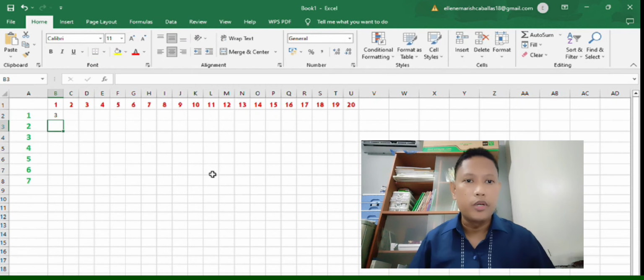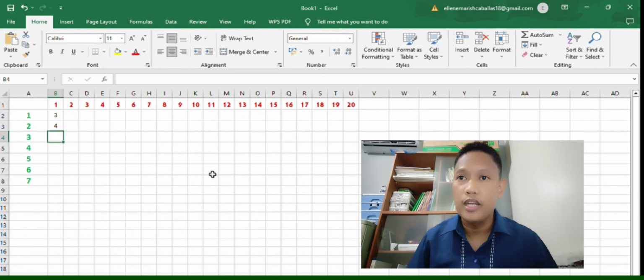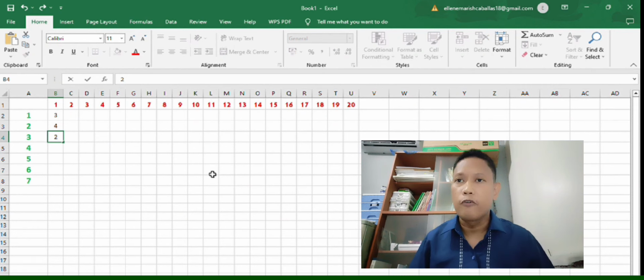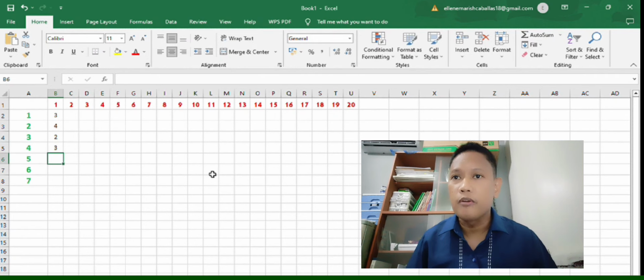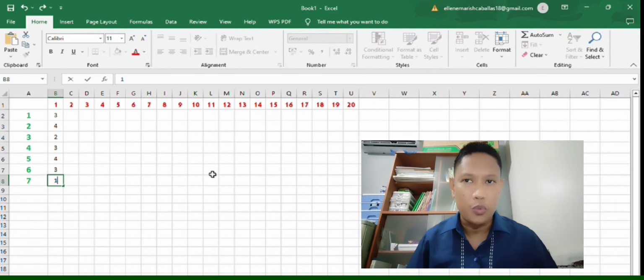And for item number 2, let's say he answered 4. And for item number 3, respondent 1 answered 2. And for item number 4, he answered 3. Okay. And for item number 5, let's say 4. And for item number 6, it's 3. And for item number 7, it's 1.